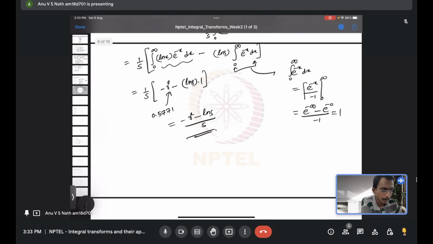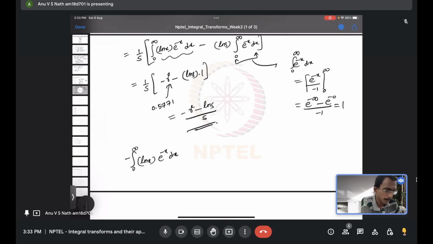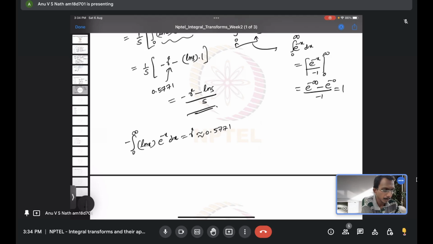Now about gamma. The integral of ln x times e raised to minus x dx from 0 to infinity, minus of that, is equal to gamma, which is approximately 0.5771. I have a little confusion about the numerical value, which you can check, but it's close to 0.577. I think it's a transcendental number, like pi and e, so you cannot express gamma in terms of rational numbers. Those things you can look up.